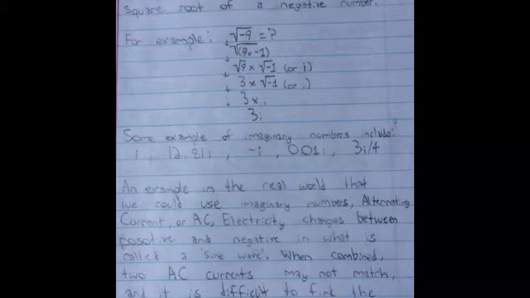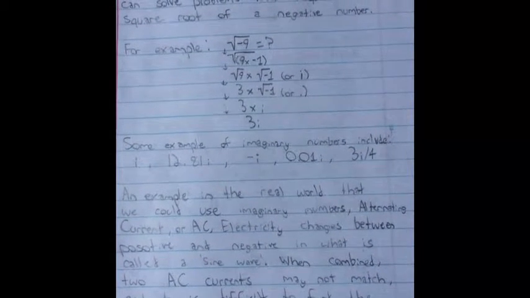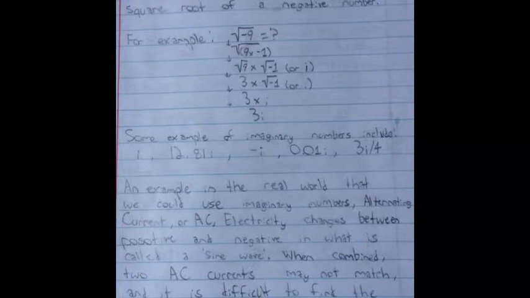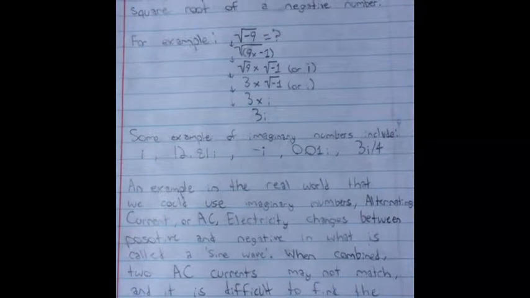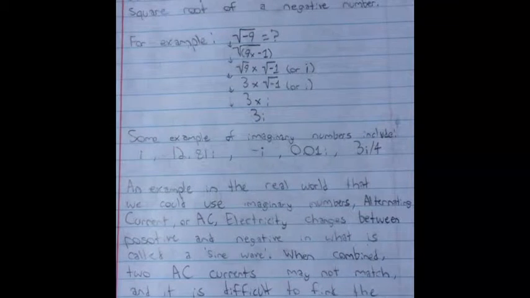And the square root of 9 is 3, and the square root of -1 is i, so that means it turns into 3 times i, and 3 times i is 3i.